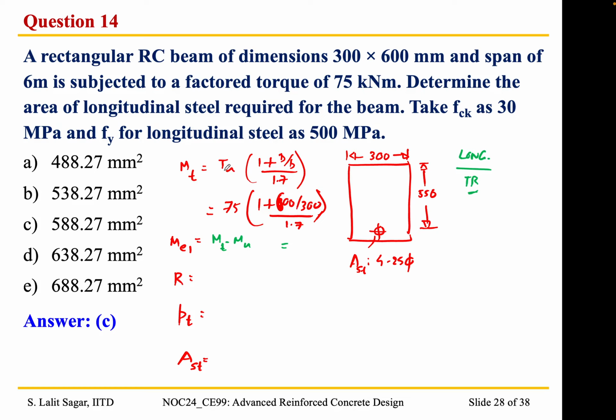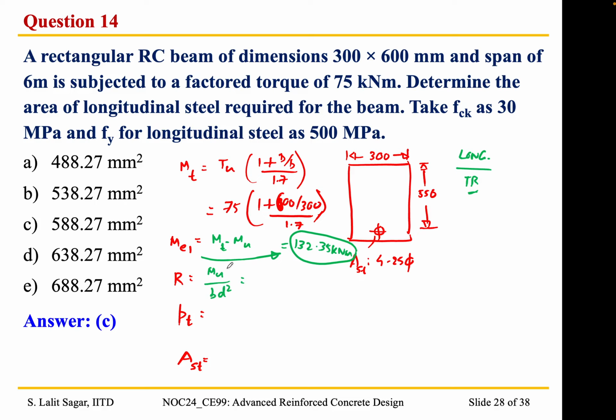So we will convert the torsion into an equivalent bending moment given by this particular equation. Mt is equal to Tu into (1 plus D by b) by 1.7, for which we get a value of Mt as 132.35 kilonewton meter. After that we need to consider this equation: Me1 is equal to Mt minus Mu, and since there is no bending moment acting on the beam, Me1 becomes 135 kilonewton meter. So R is given by Mu by bd square.